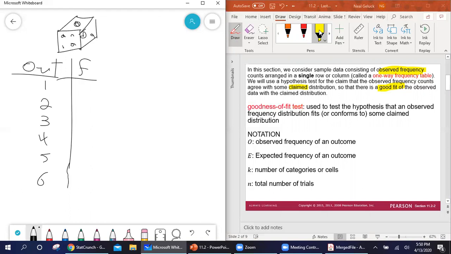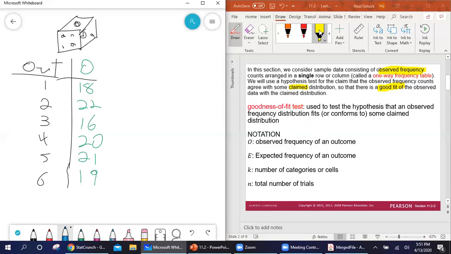And let's say I roll the die a whole bunch of times and I get, actually, sorry, they should be the observed. I'm going to put an O there for observed frequencies. Let's say it lands 18 times on 1, 22 times on 2, 16 times on 3, 20 times on 4, 21 on 5, 19 times on 6.